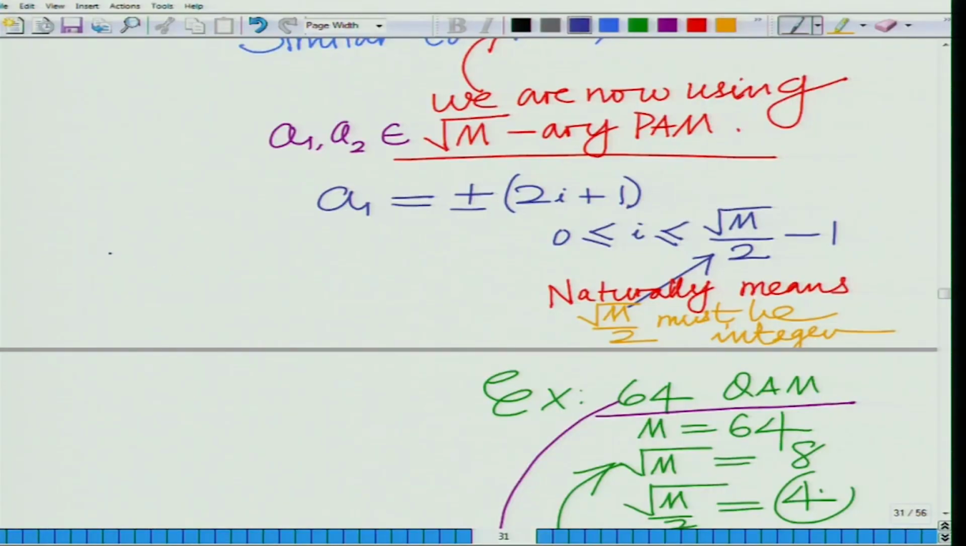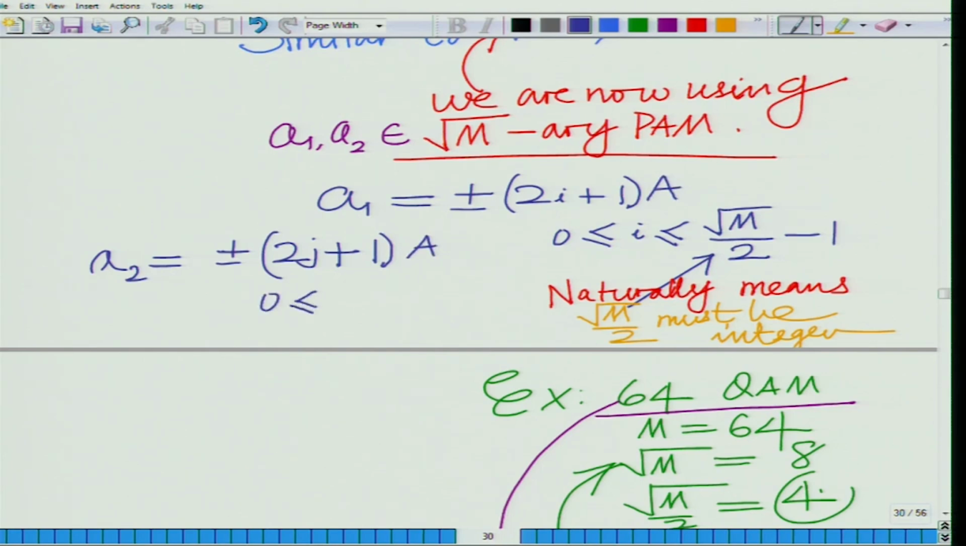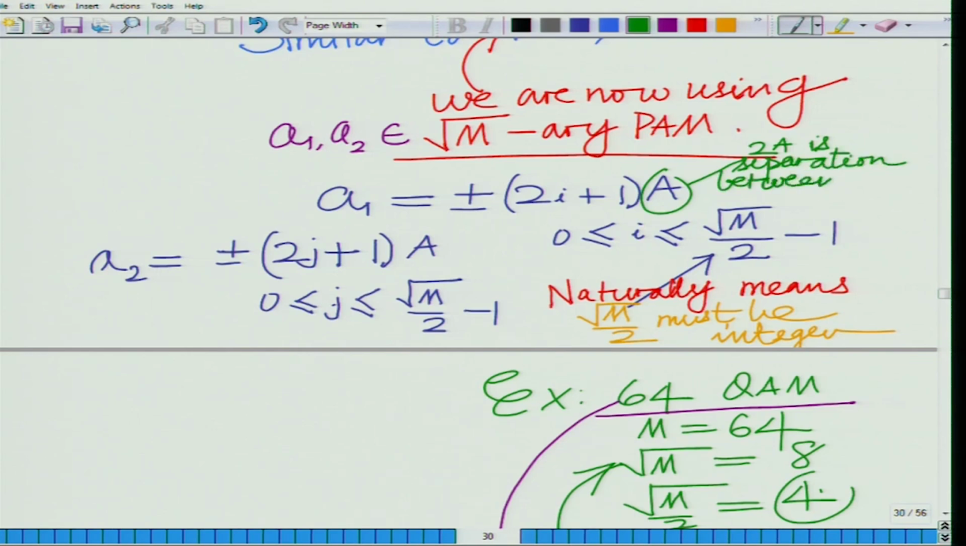Now, similarly, let us complete this discussion. A2 is also plus or minus (2j plus 1), where j again satisfies 0 less than or equal to j less than or equal to square root of M by 2 minus 1. Now, a is similar to before, where 2a is the separation or distance between levels.